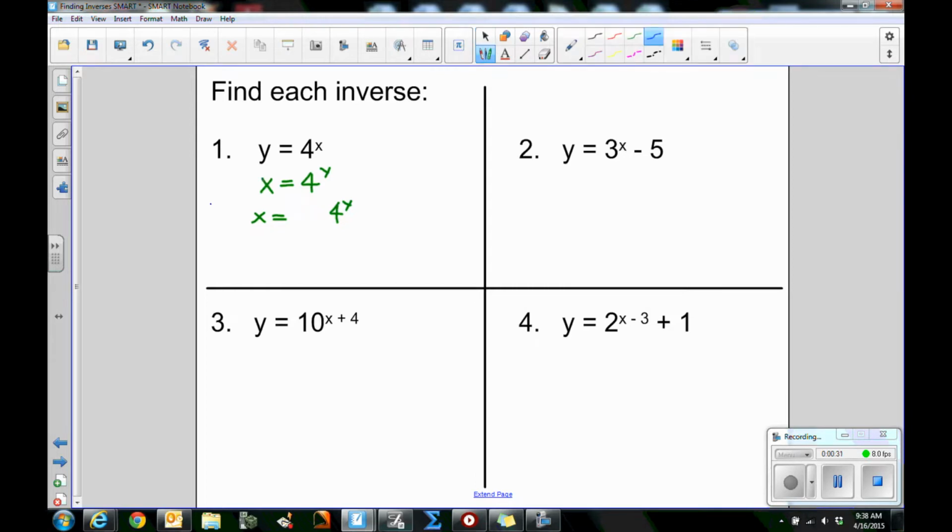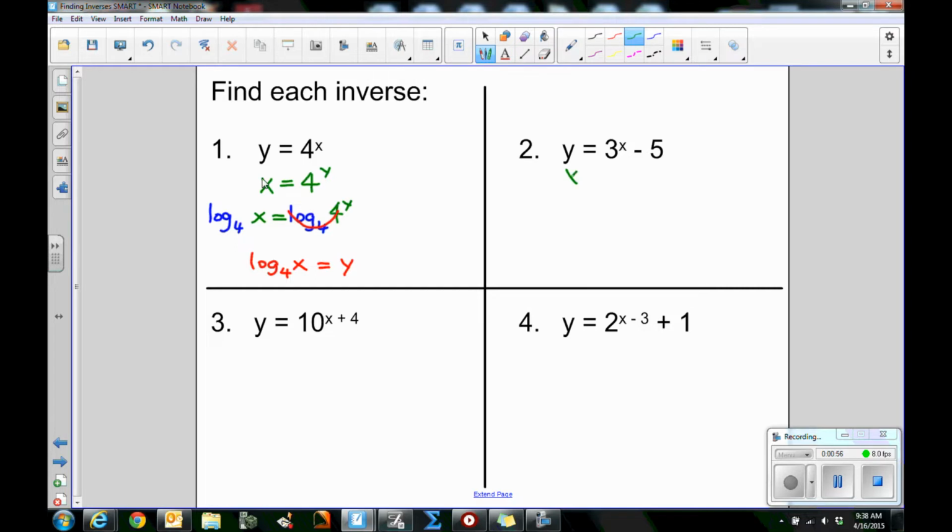I would use log base 4 in order to take advantage of inverses. Log base 4 of x is the inverse of exponential 4 to the x power.